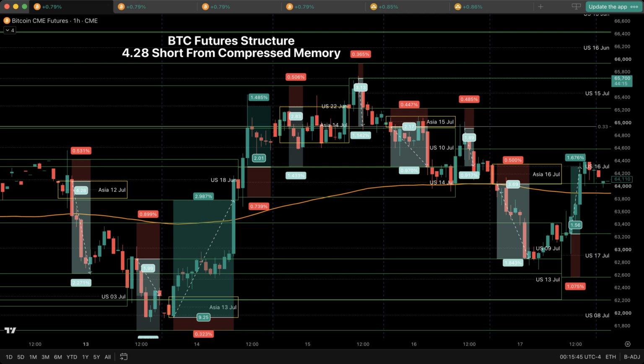Now read the sequence. Location: July 12th Asia forms inside June 18th US memory. Reach: price moves around the compressed Asia box. Reaction: buyers cannot defend the upper side. Failure: price breaks below July 9th US lower memory. Return: price moves toward the lower test again.